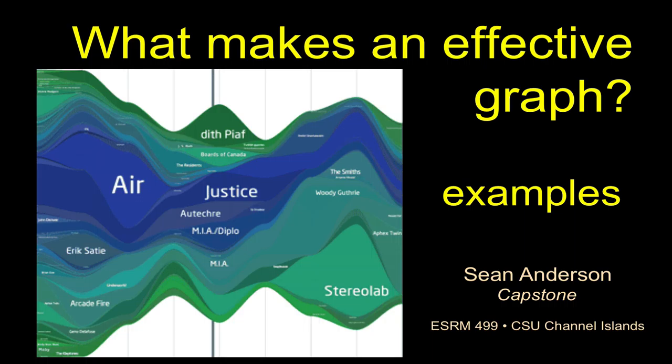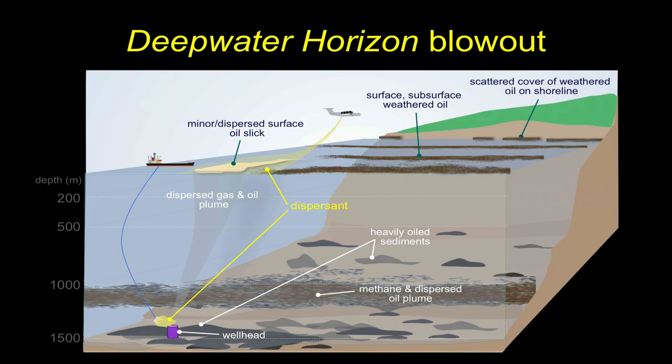So let's look at some more examples, talk about what makes something good and how we can make these things better. So this is our one example that's not a data graph. This is more of a figure that would be illustrating, say, our methodology or something like that. This is from a paper I wrote.